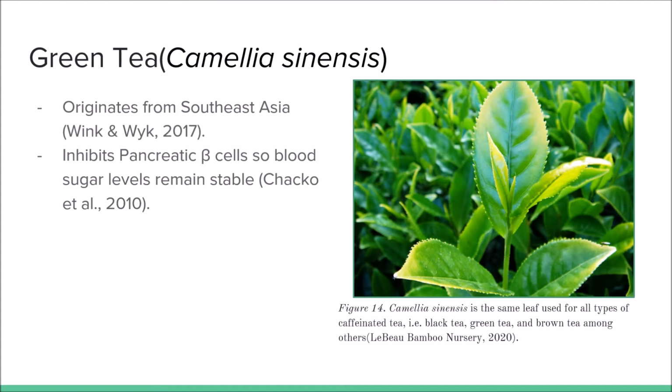The first plant is green tea, otherwise known as Camellia sinensis, and you can see in figure 14, it's a relatively normal looking plant. Its leaves are the plant part used, and it's used for all different types of tea. Depending on how it's dried and grown, it can be either black tea, green tea, or brown tea. It originates in Southeast Asia, and its biochemical pathway in the body is that it actually inhibits pancreatic beta cells, and so it can lower blood sugar levels or actually increase them in some cases. But overall, it helps the blood sugar levels remain stable.